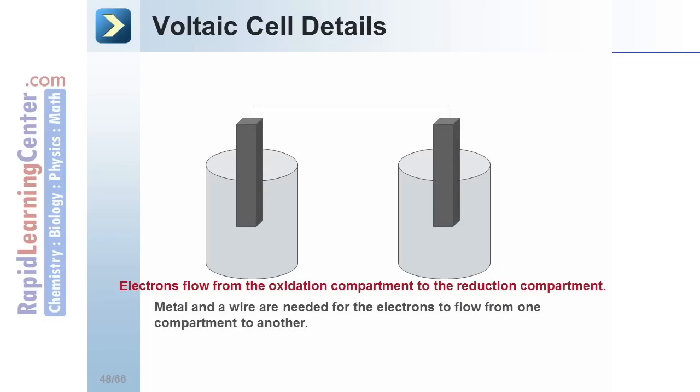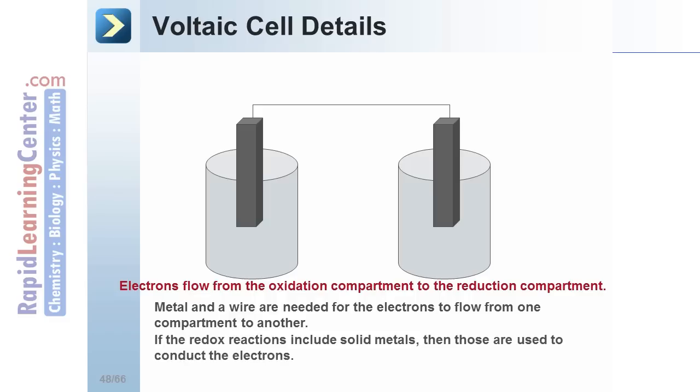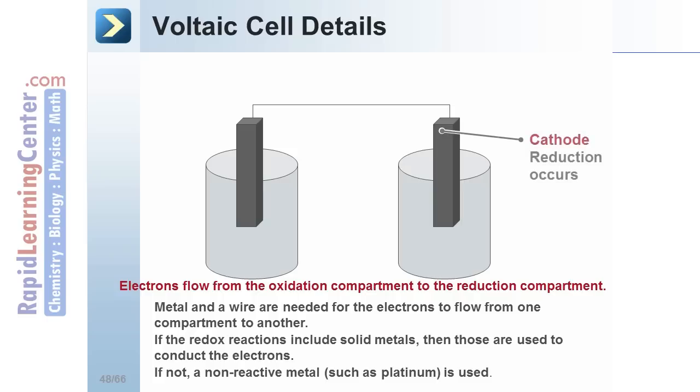Metal and a wire are needed to conduct the flow of electrons from one side to the other. If the redox reaction includes solid metals, these can be used to conduct electrons. If not, a non-reactive metal, such as platinum, can be used. Reduction occurs at the cathode. Oxidation occurs at the anode.